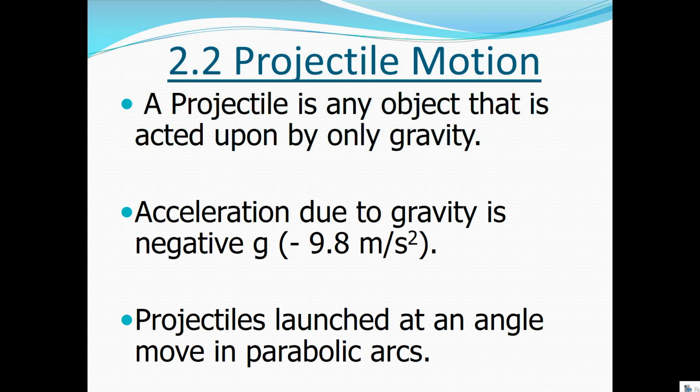In projectile motion, acceleration due to gravity is negative 9.8 meters per second squared. The negative is referring to the downward direction. As a convention in this class, which I would like to adopt for the class as a whole, I will use the downward direction as negative so we can stay consistent. Finally, when you talk about projectiles that are moving in 2 dimensions, those will always produce parabolic arcs.